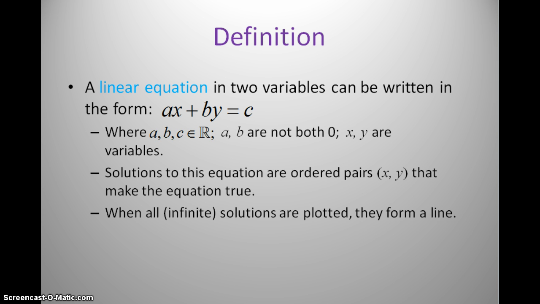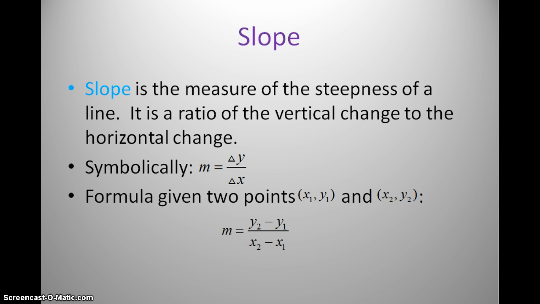Solutions to this equation are ordered pairs, that's an x and a y, that make the equation true. Now there are infinite solutions to a linear equation in two variables, and when all of these solutions are plotted on an xy plane, they form a straight line. Now a straight line has a certain incline, and if we measure that incline or the steepness of a line, we call that the slope.